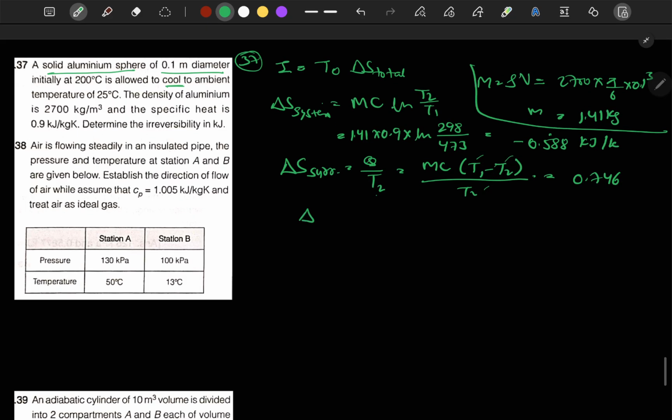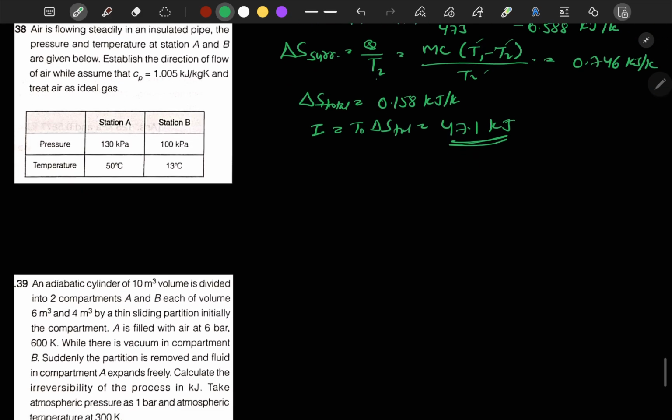If we calculate delta S total, the total change in entropy is system plus surrounding, and the value we obtain is 0.158 kilojoule per Kelvin. This is also in kilojoule per Kelvin. Now if we want to obtain irreversibility, it is equal to T naught times delta S total, so we multiply both terms. T naught is the ambient temperature, 25 degrees Celsius, which is 298 Kelvin. Now we obtain the value to be 47.1 kilojoule. So this is our answer.